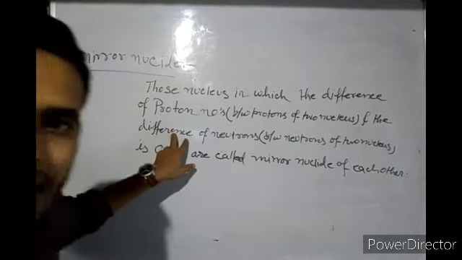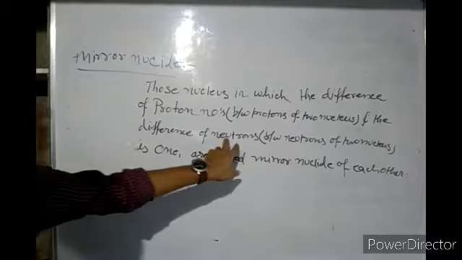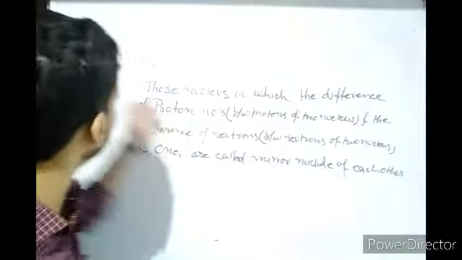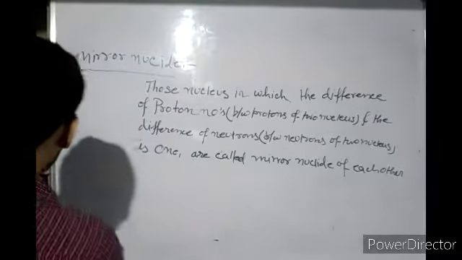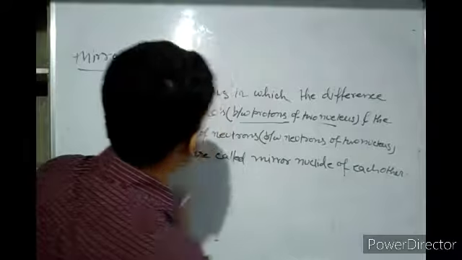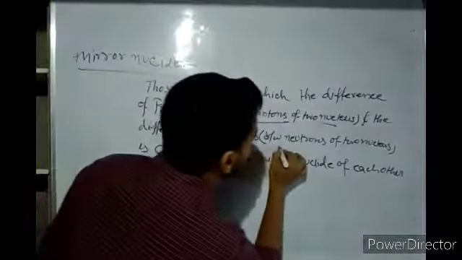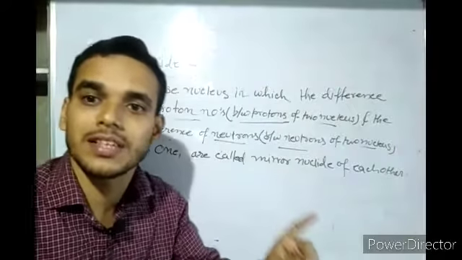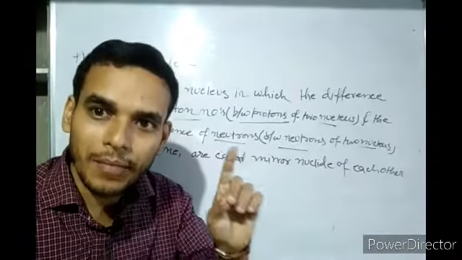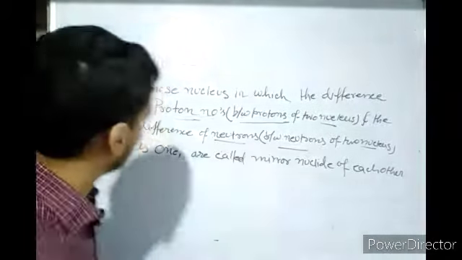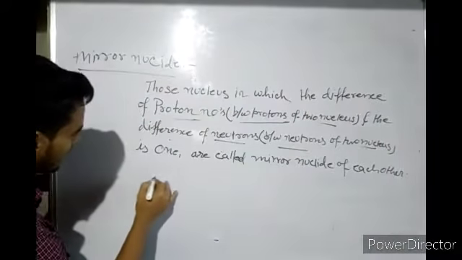In isodiaphers, we see that the difference of proton number and neutron number in two nuclei is the same. But in the case of mirror nuclides, the difference of proton numbers of two nuclei and the difference of neutron numbers of two nuclei will be 1. It is not that the difference is the same, the difference will be 1. Let's see an example.